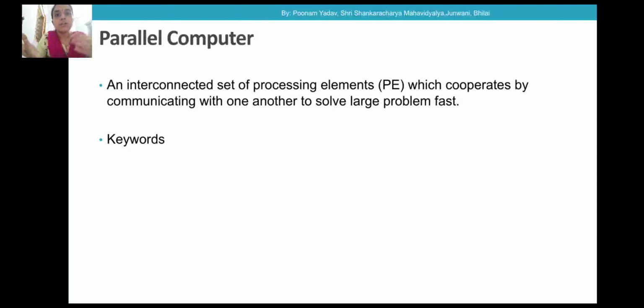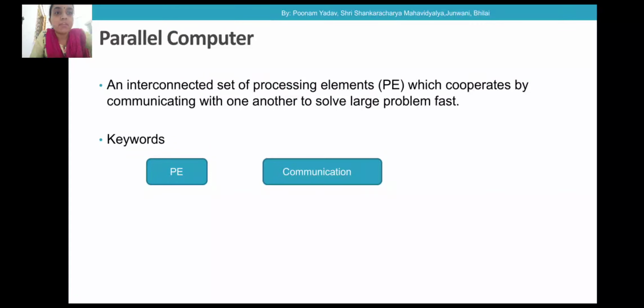So here the parallel computer comes into existence. The keywords in the definition are PE (processing elements), communication and cooperation. The different sets of PEs communicate with each other, cooperating to solve complex problems very fast. Okay, so I hope you understand the basic definition of a parallel computer.